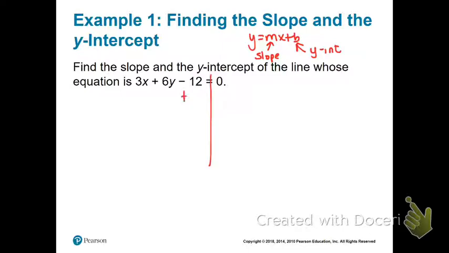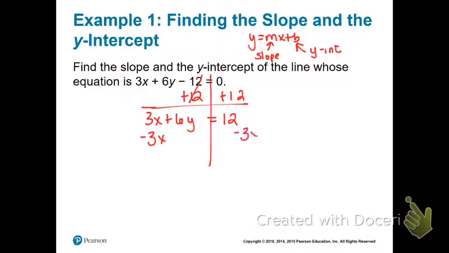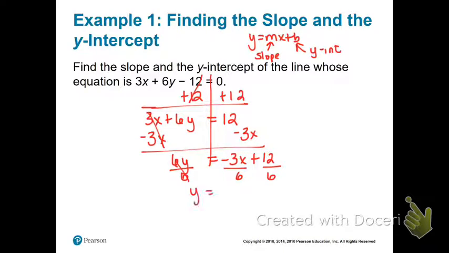All right, so let's do that. So let's move the 12 over. So we have 3x plus 6y equals positive 12. And then I'm going to solve for y, so I need to move the 3x over. And so we have 6y equals negative 3x, and I had a positive 12. And then divide everything by that 6. So we get y equals, reduce it, negative 3 divided by 6 is negative 1/2 x, and then 12 divided by 6 is a positive 2.